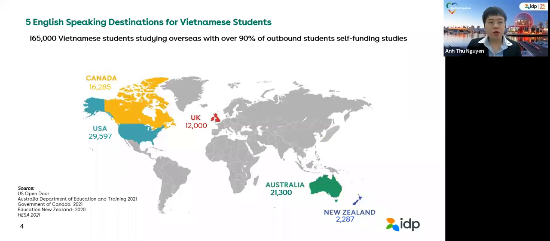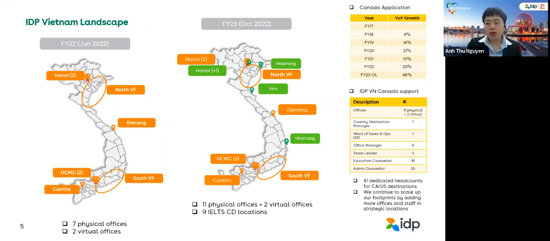Currently, we have 165,000 Vietnamese students studying overseas, and 90% of them are self-funded. And the biggest destinations for Vietnamese students are the US, Australia, and Canada. And about Vietnam, we opened 4 more physical offices last October. So the total number of offices in Vietnam now is 11.